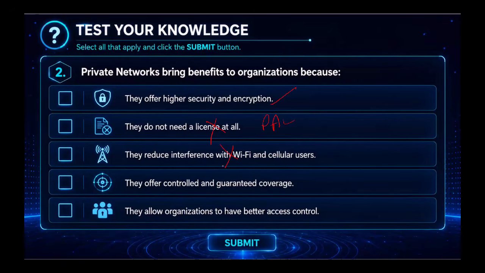They offer controlled and guaranteed coverage. This is right. They allow organizations to have better access control. Yes, this is also right because it will have a dedicated network. It will have a highly secure network.